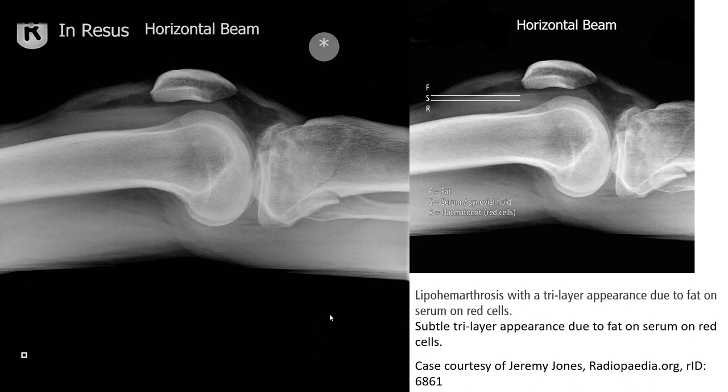This cross-table radiograph of the knee shows lipohemarthrosis with a three-layer appearance due to fat, serum and red cells. Subtle three-layer appearance due to fat, serum and red cells.